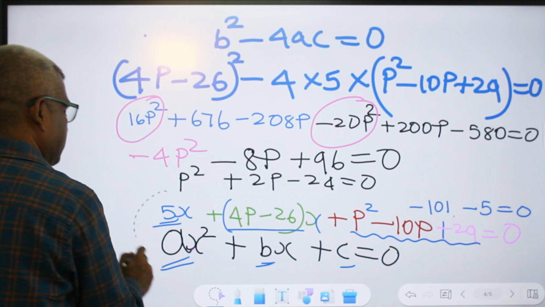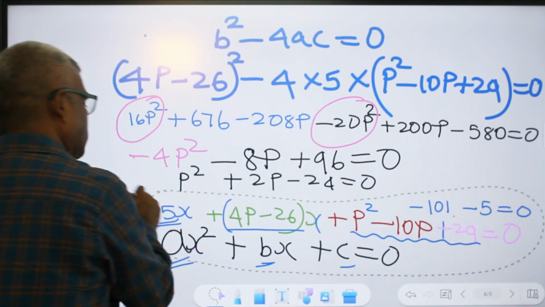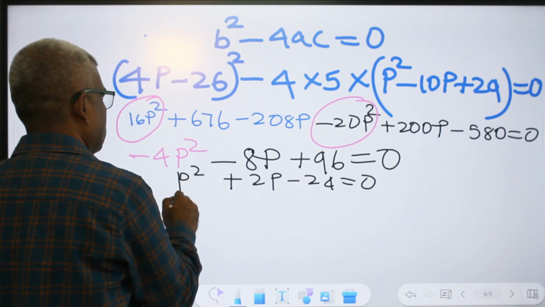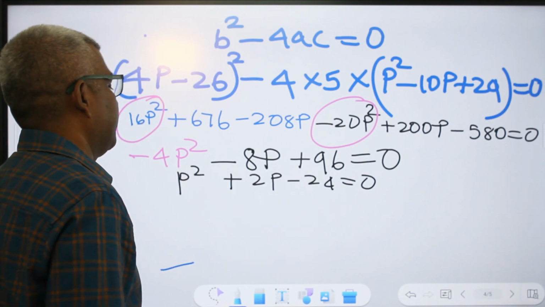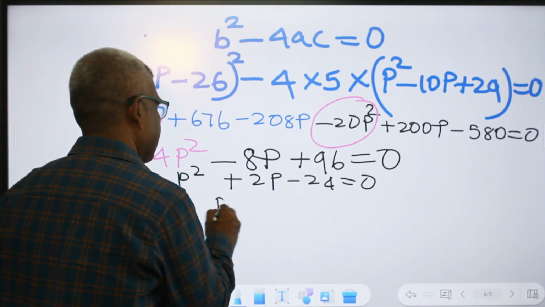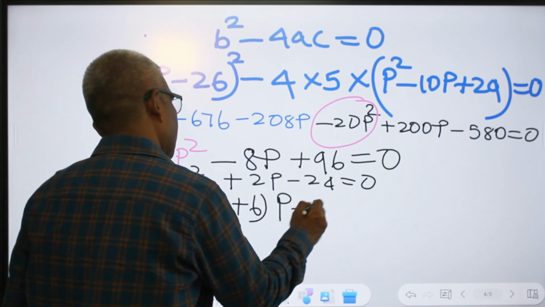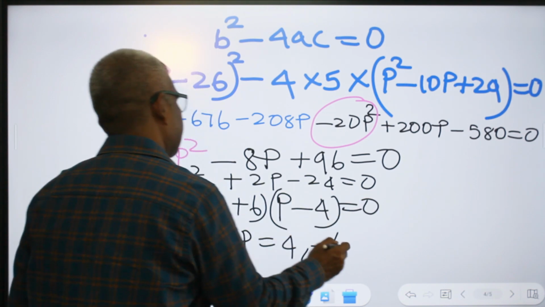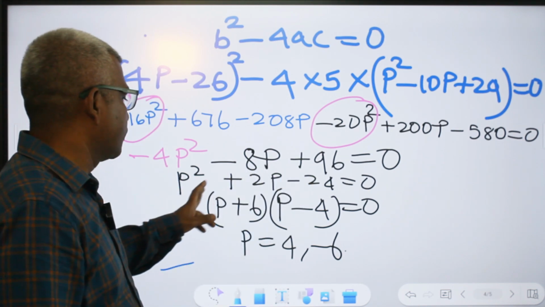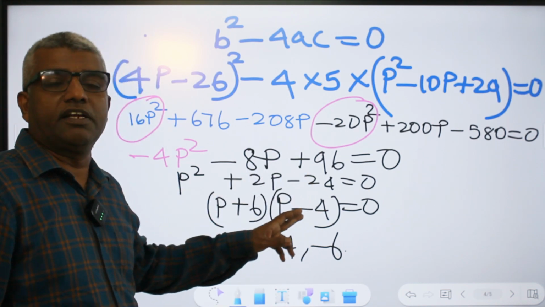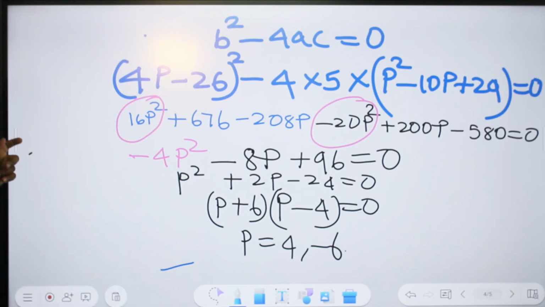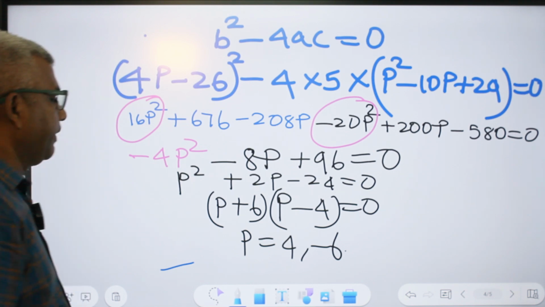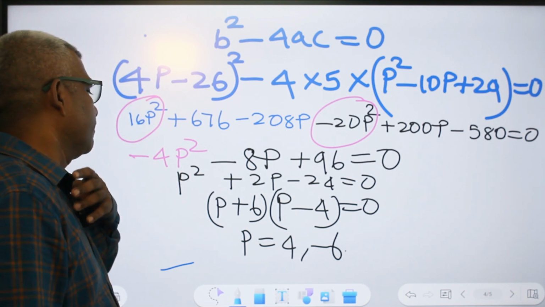Copy down until now. p squared plus 2p minus 24 equal to 0. It will be (p plus 6)(p minus 4) is equal to 0. p is equal to 4, minus 6. I just factorized: p squared plus 6p minus 4p minus 24. Look at that. Okay, p is equal to 4, minus 6.